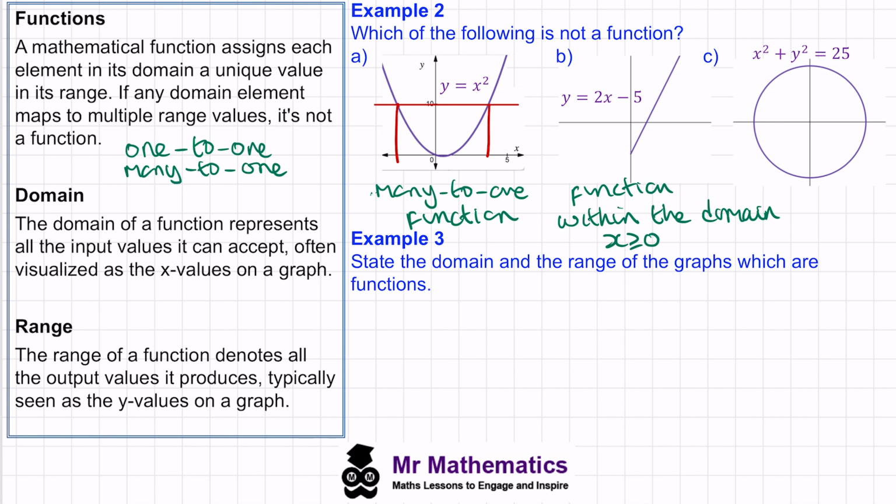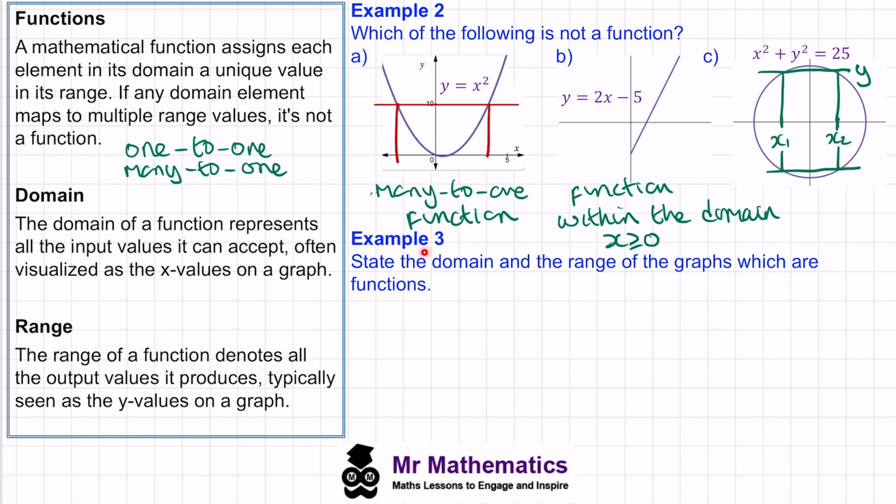And for C, well, we have this circle, x squared plus y squared equals 25. And if we look at a value of x, say this one and this one, call it x1 and x2, well, multiple values of x share the same y value. But they also share multiple y values. So this is not a function because it has a many-to-many mapping.